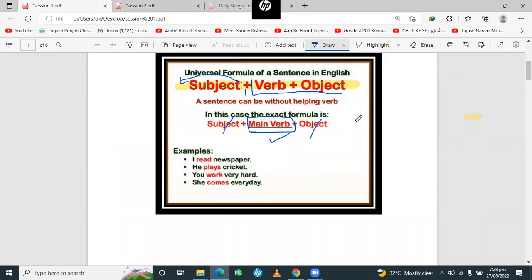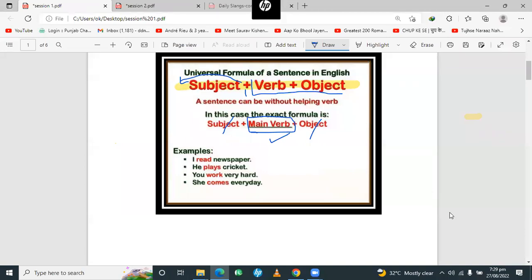Through the main verb, a sentence is completed. If the main verb is not present, the sentence is not completed. It is an incomplete sentence. And an incomplete sentence in a grammatical context is called a phrase. You got this point? Sentence and phrase. A sentence is called a sentence if the main verb is present. If the main verb is not present, it is an incomplete sentence, and an incomplete sentence is called a phrase. Is it clear to you?